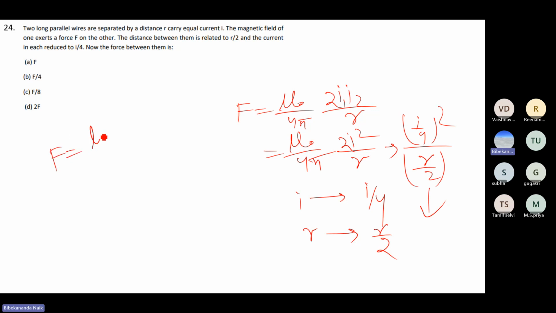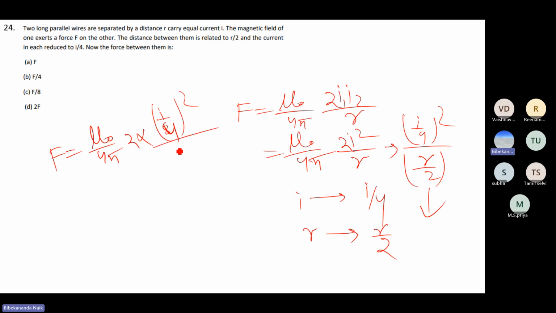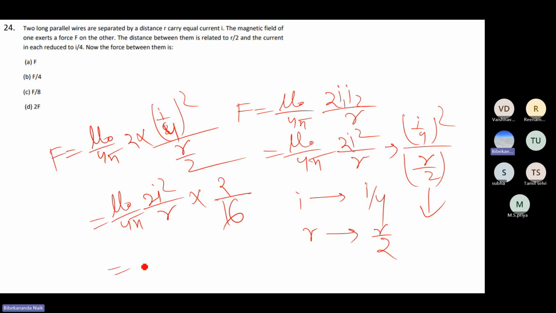So F will be mu 0 by 4 pi into 2 into (I by 4) square divided by (R by 2). So it will be mu 0 by 4 pi, 2 I square by R, into 2 divided by 16. 4 square is 16. This 2 will go to the top. So this is 2 by 16, that is 1 by 8. So F prime will be F by 8.